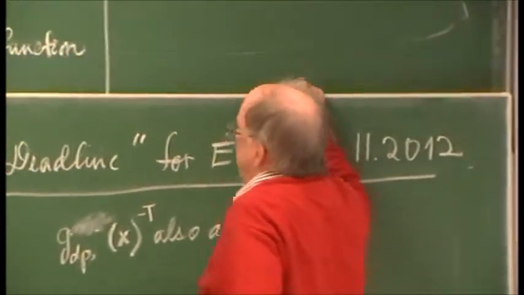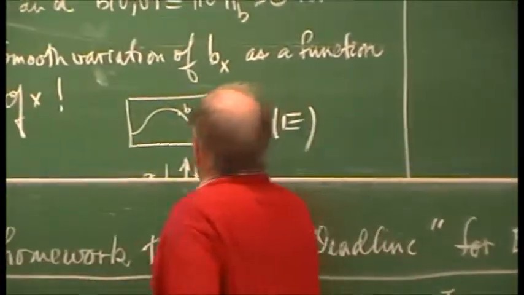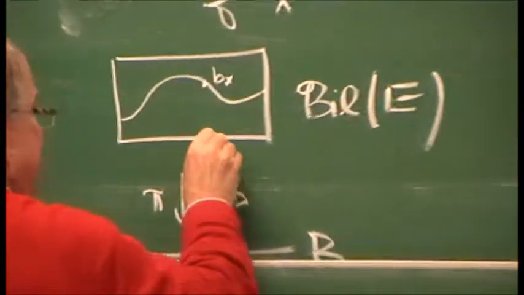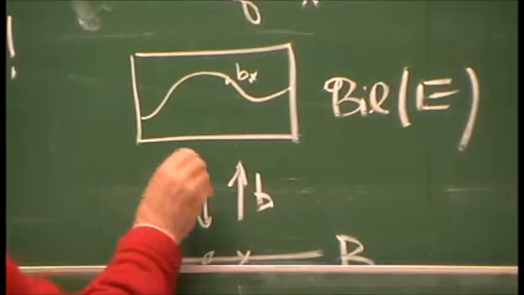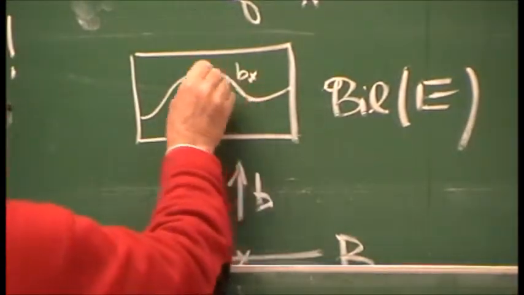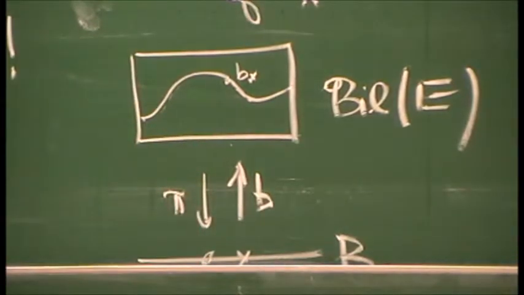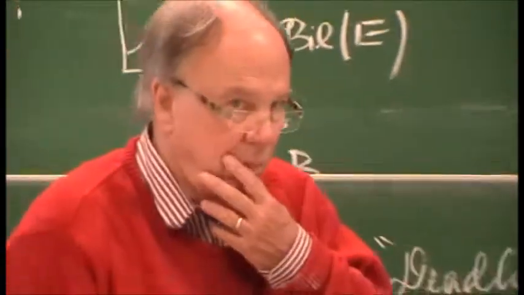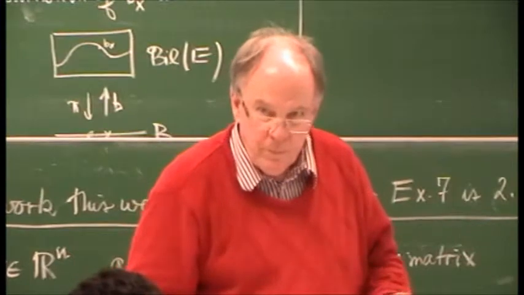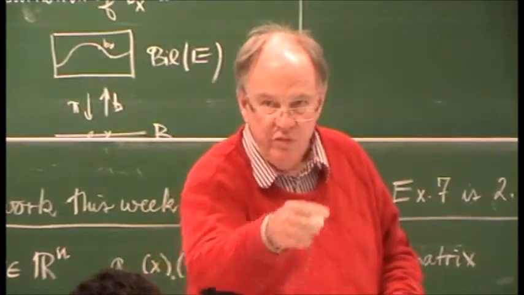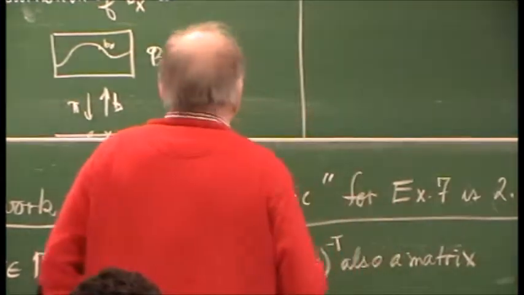At every point, you have a bilinear form on that fiber. B sub x is a bilinear form on the fiber over x, and as we move, the bilinear form moves smoothly. Okay? Just another formulation of smooth movement of the bilinear form.